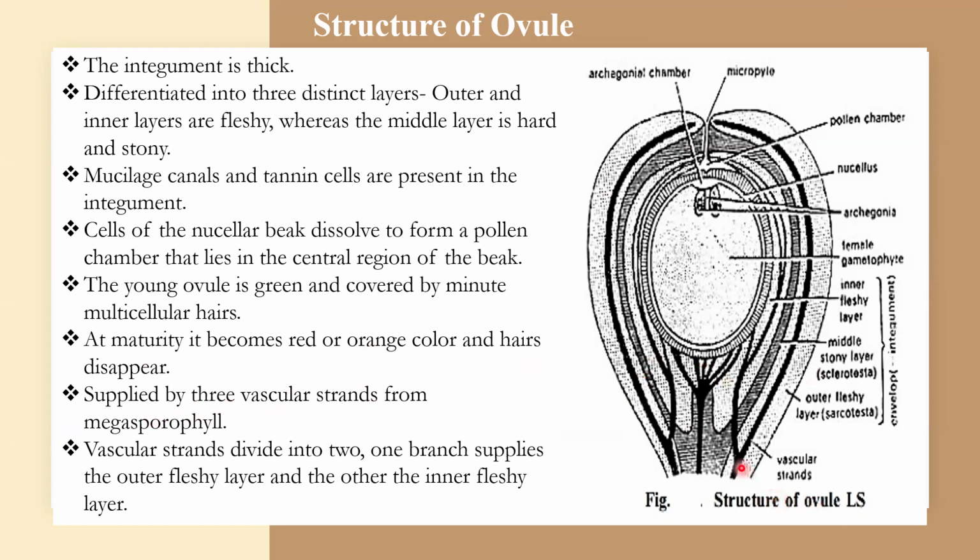They are supplied by 3 vascular strands, which are divided into 2. One branch supplies the outer fleshy layer and the other the inner fleshy layer. And this forms the complete structure of an ovule.